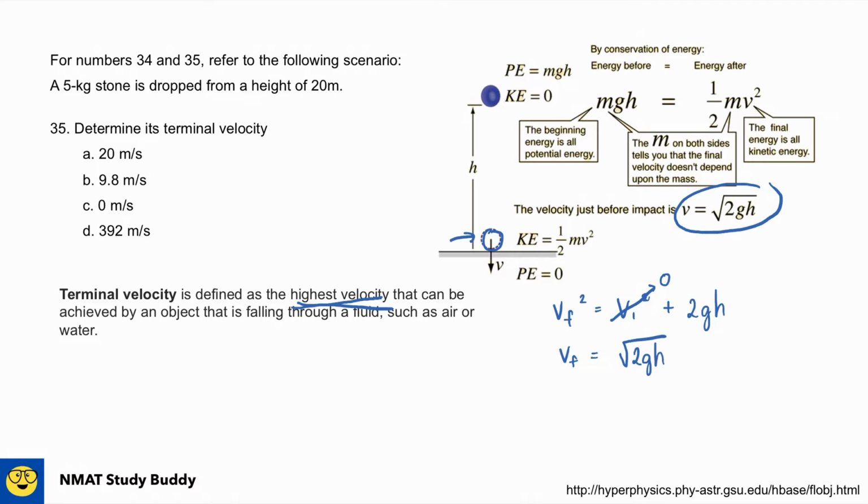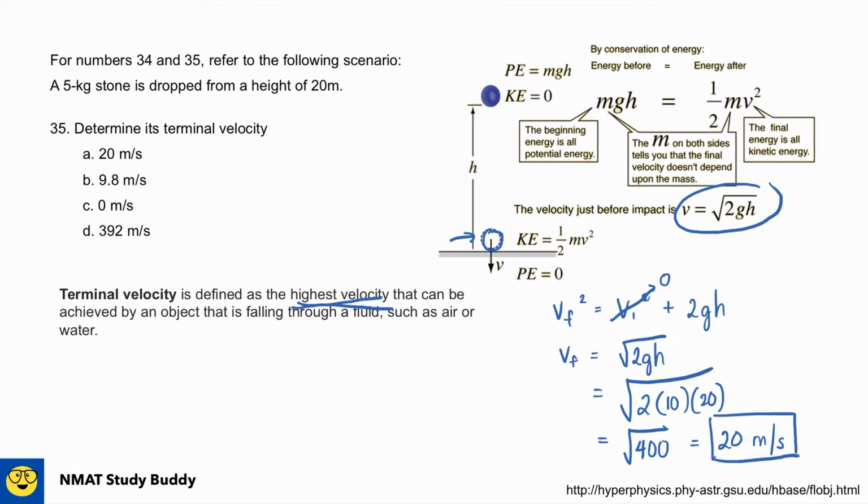times gravity times height, which is also equal to 2 times 10 times 20 based on the given. Tapos, 2 times 10 times 20 is 400. So, square root of 400 is equal to 20 meter per second. So, ito yung final answer natin. Yan yung highest velocity, which is letter A.